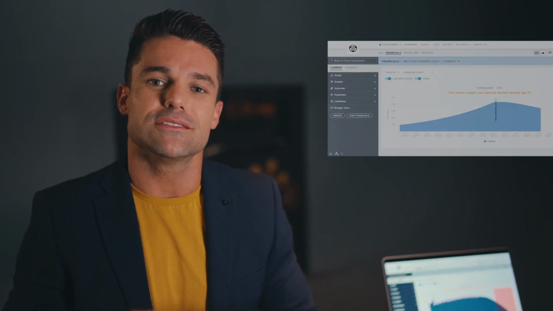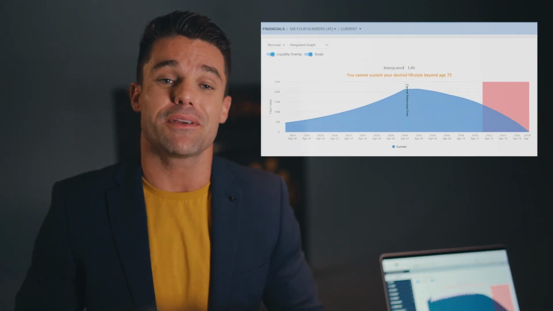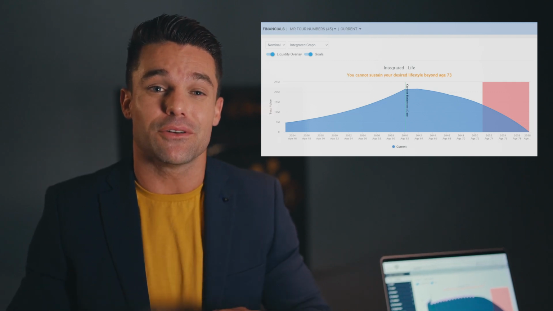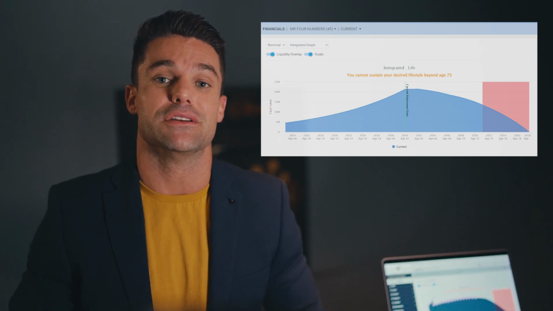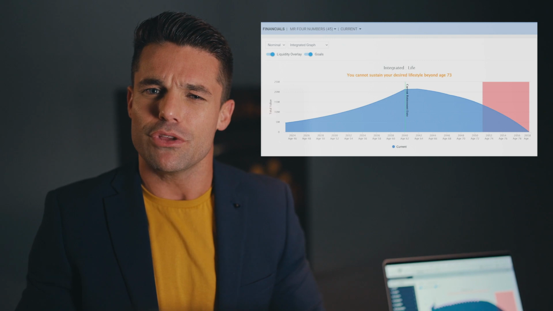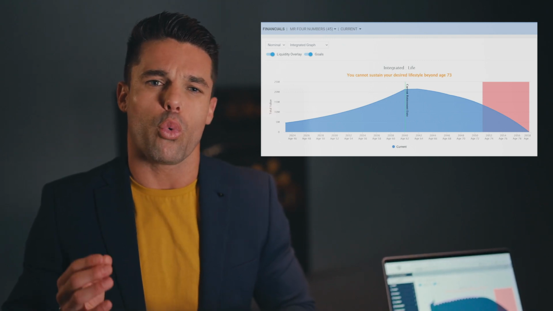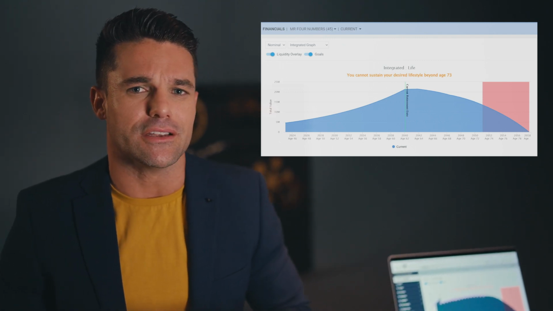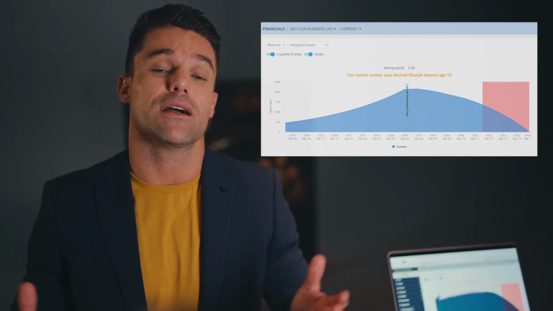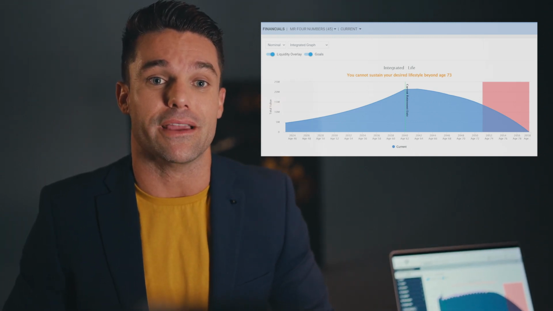Now that we have the first 3 numbers, we can calculate the potential longevity of Sam's current financial plan. We can see that with these assumptions, Sam can sustain this ideal lifestyle until potentially age 73. So if we need to improve Sam's scenario, which of the 4 numbers can we consider to improve the overall outcome of Sam's integrated wealth plan?